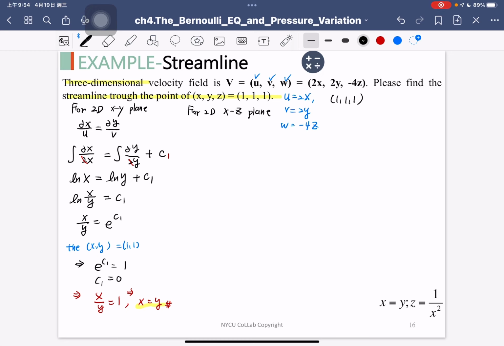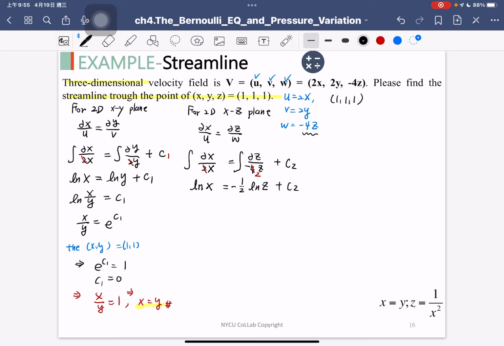Okay? And how can we solve these problems? Again, we actually know dx over u will equal to dz over the w velocity, right? Okay, so we can put the velocity inside the problem. So the u is 2x, and on the right hand side we have dz, but the w right now is minus 4z. Okay, so again we can cancel out the 2, and then we do the integration on both sides, and we have another constant value C2. So we can say that this is ln x, and the right is minus 2 over 1, ln z, plus C2.